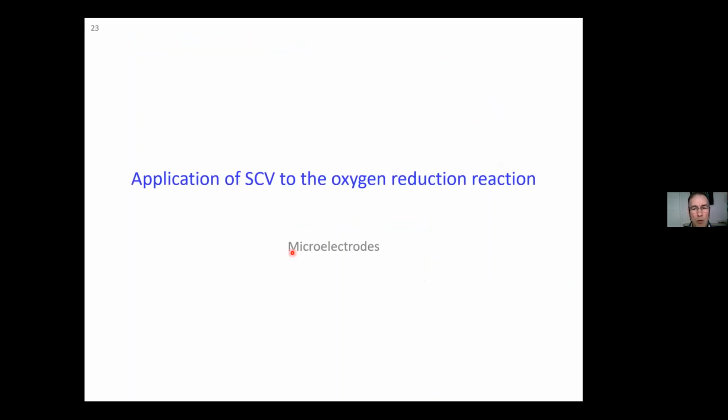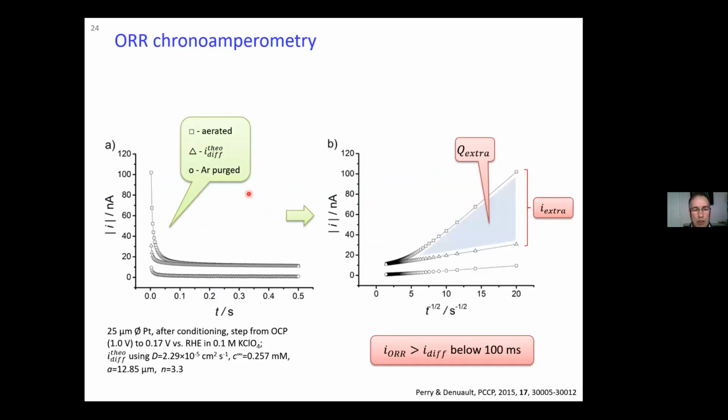So now what I want to do is move on to another case. This time we're not going to look at a simple redox system. We're looking at the oxygen reduction reaction. And again, we're going to use sample current voltammetry to look at the ORR at microelectrodes. So when you perform chronoamperometry at microelectrodes in the diffusion control region, you get a current.